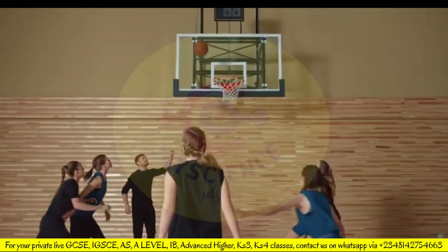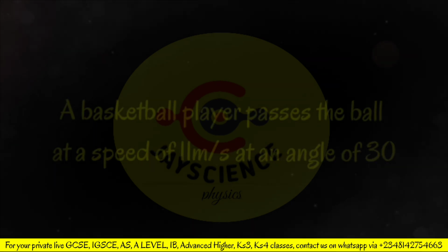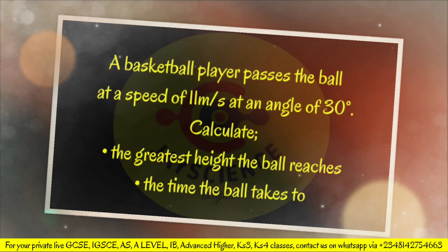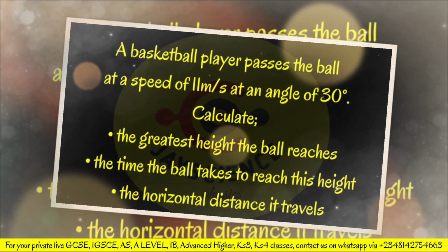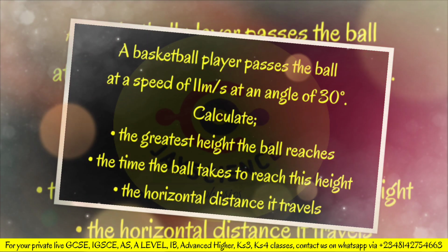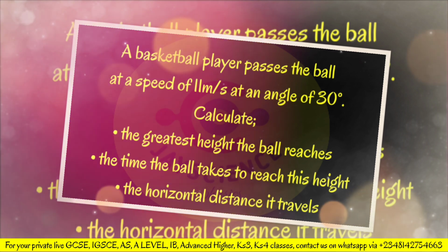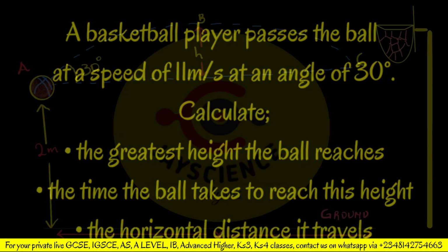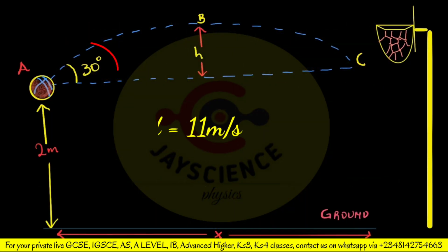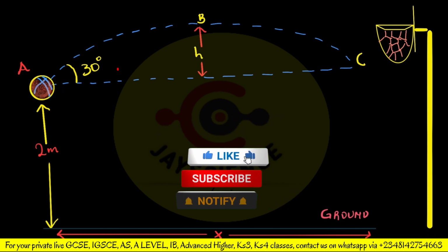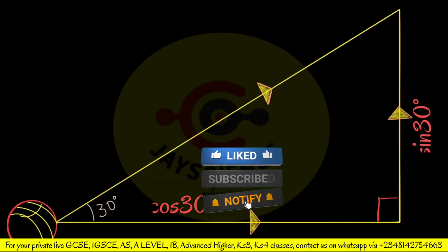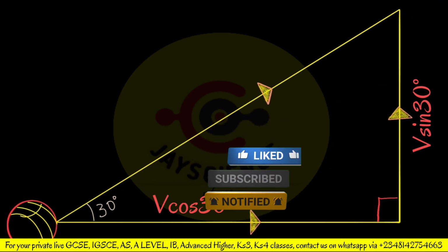A basketball player passes the ball at a speed of 11 meters per second at an angle of 30 degrees. You're required to calculate 1. The greatest height the ball reaches. 2. The time the ball takes to reach that height. 3. The horizontal distance that the ball travels. That's your range.